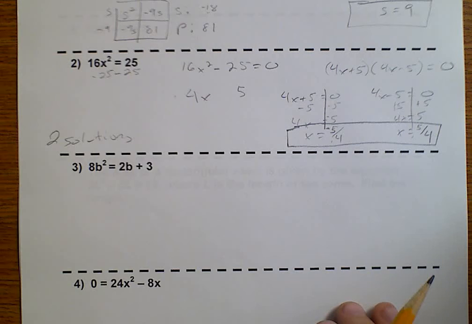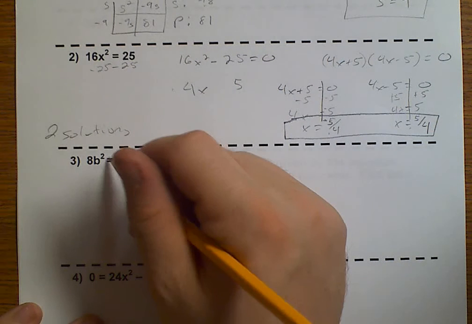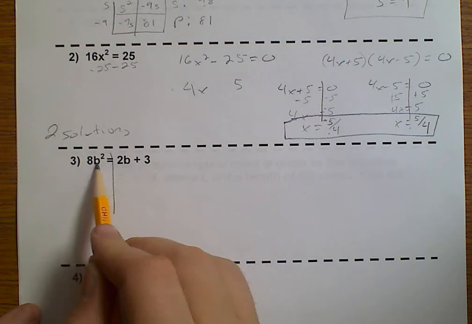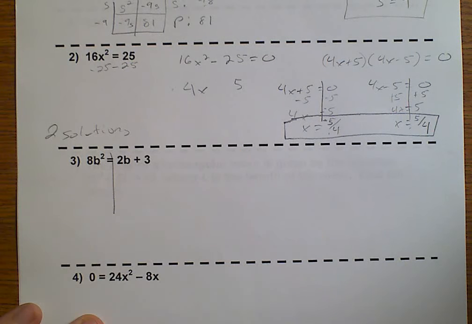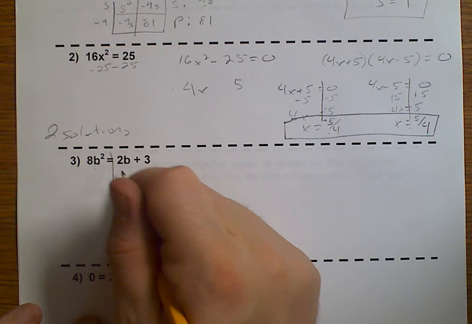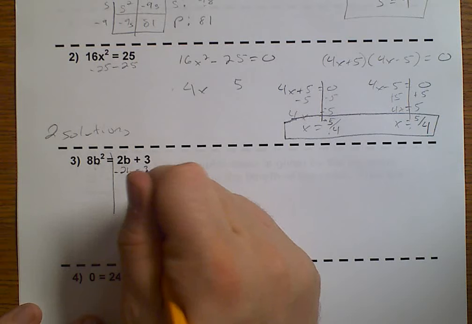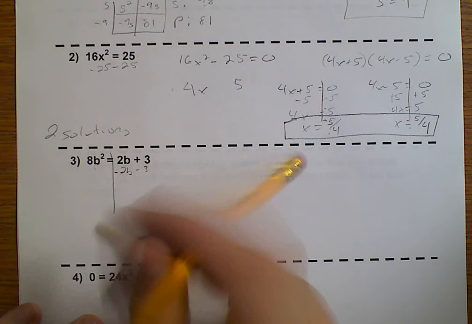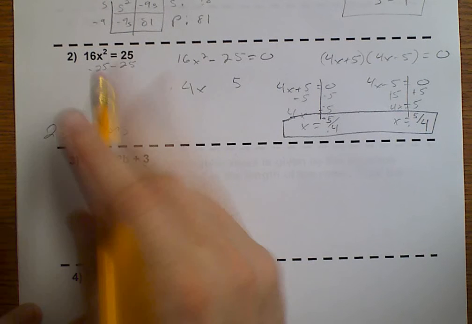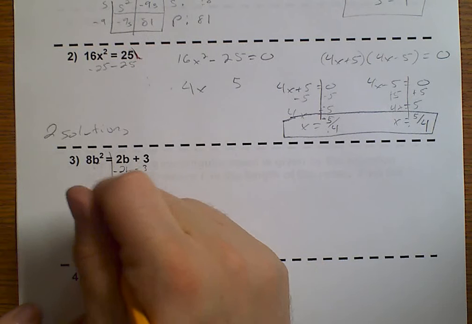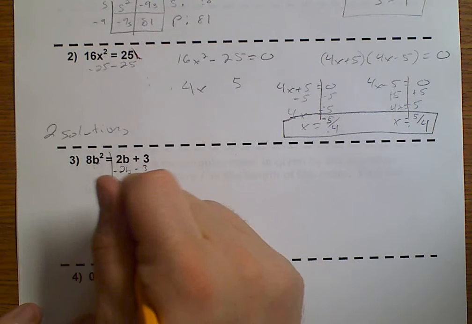Moving on to number 3. You move everything to one side. I want the b squared term to be positive. So I'm going to subtract 2b and subtract 3. That's going to give me 8b squared minus 2b plus 3 equals 0.